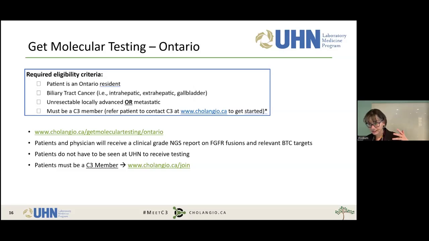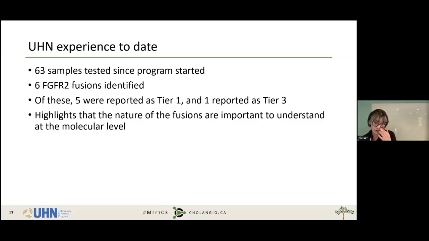And so in order to get the testing in Ontario, there's a website, and then we can direct you to that. I don't really want to have to go through all this right now, but there is a website. There is a patient attestation that has to come in, and then this testing is made available to patients in Ontario through C3.